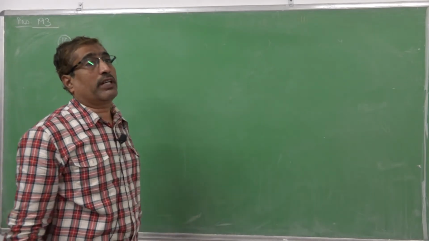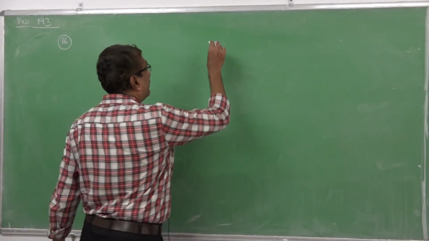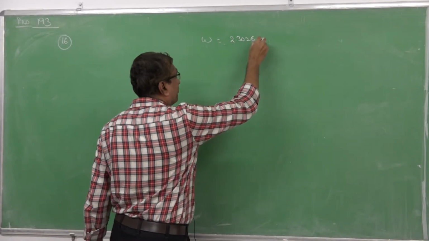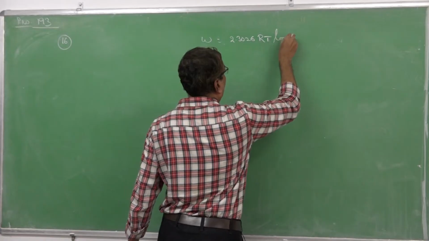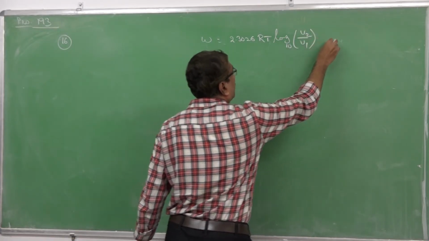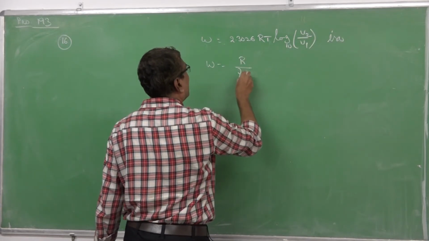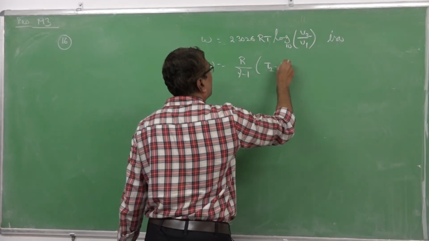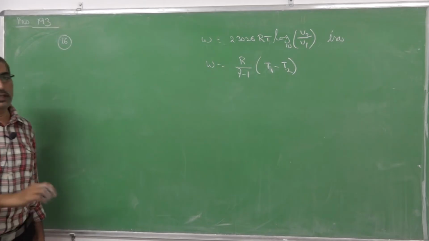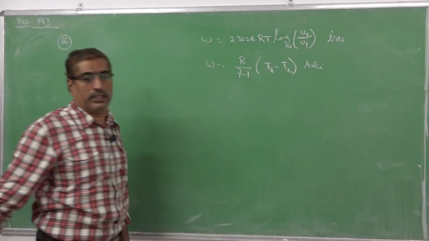So work done in adiabatic process and work done in isothermal process, you remember the formula. Work done in isothermal process is 2.3026 RT log base 10 V2 by V1. And work done in adiabatic process is R by (gamma minus 1) into (T1 minus T2). So also remember the work done in these two processes.